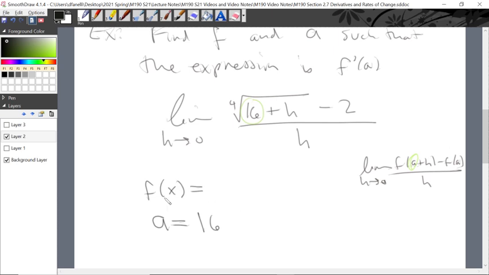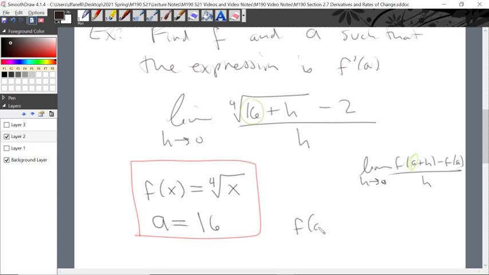Okay, so f of x would be what function? Well, what is it that we're doing to the input a plus h in this case? Which in this case would be 16 plus h. We're taking the 4th root of it. So f of x would be the 4th root of x. Now, just to verify that this is reasonable, let's take a look at what f of a is. What would f of a equal? Well, f of a we would expect to be the 4th root of 16, and the 4th root of 16 is equal to 2, and that's exactly the number we see here. So that's correct.